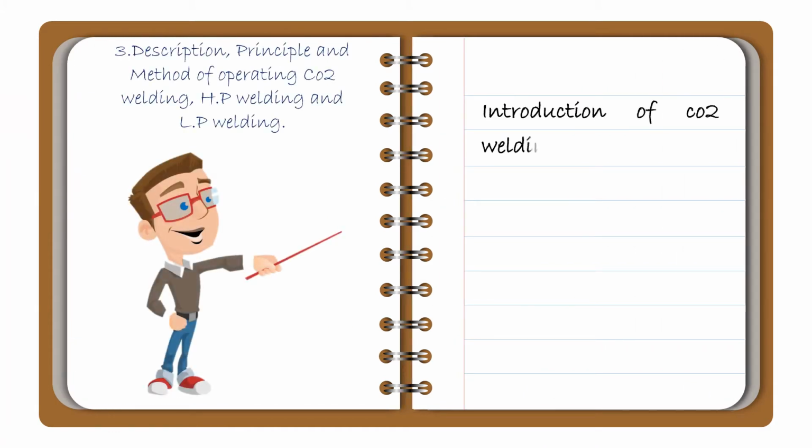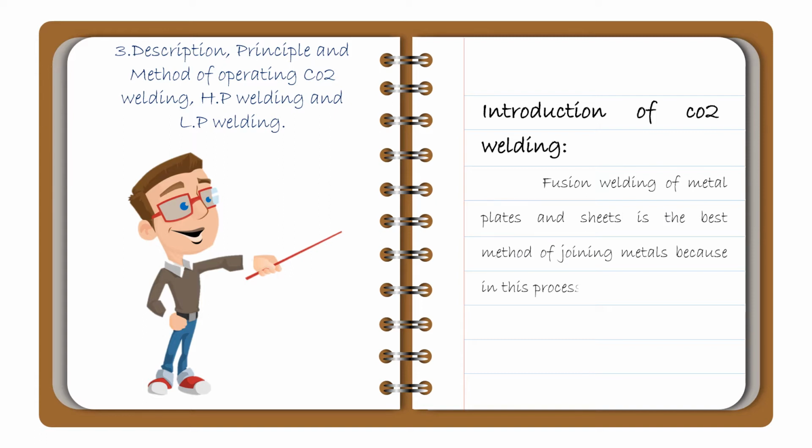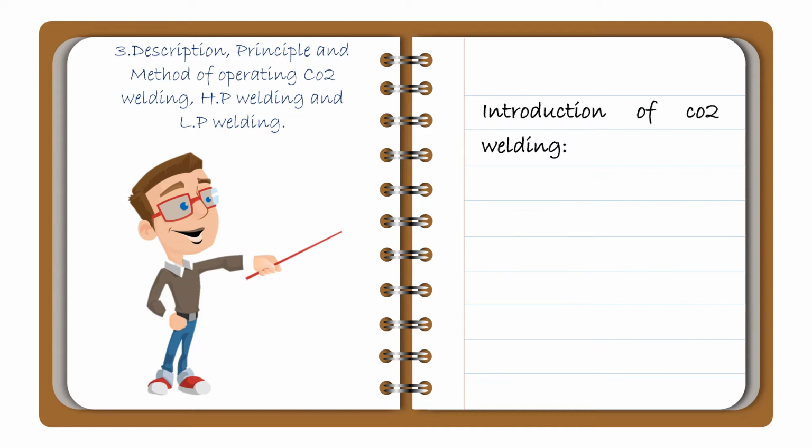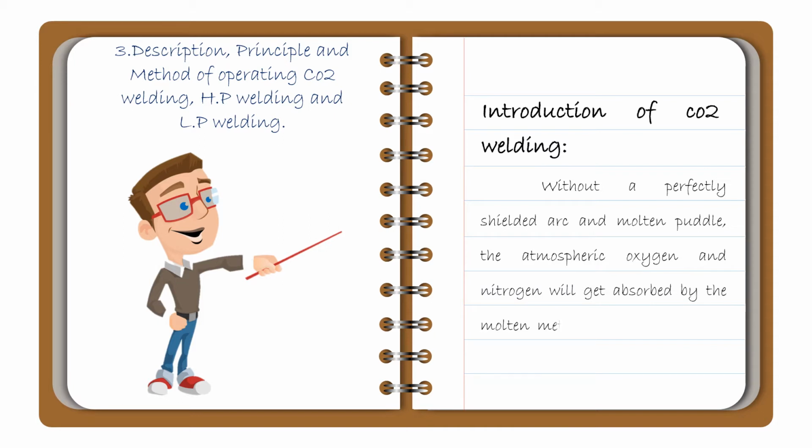First, we are going to see the introduction of CO2 welding. Fusion welding of metal plates and sheets is the best method of joining metals, because in this process, the welded joint will possess the same properties and strength as the base metal. Without a perfectly shielded arc and molten puddle, the atmospheric oxygen and nitrogen will get absorbed by the molten metal. This will result in weak and porous welds.